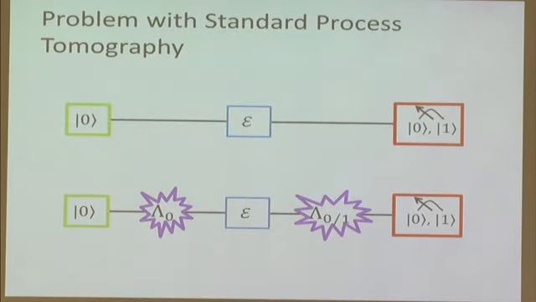Okay, so standard process tomography, how does it work? Generally, a process doesn't act in isolation. It acts on a state, and in order to figure out what it does, you have to measure afterwards. So generally, you just prepare a state, like the zero state, act on that state with the process, and then measure. This is an idealized situation where we know we're preparing the zero state, we know we're measuring in the 0-1 basis.